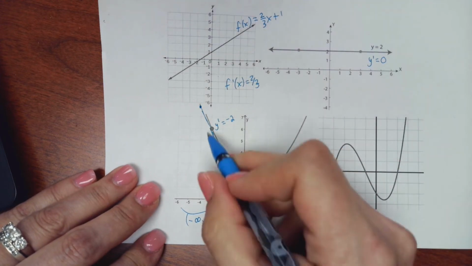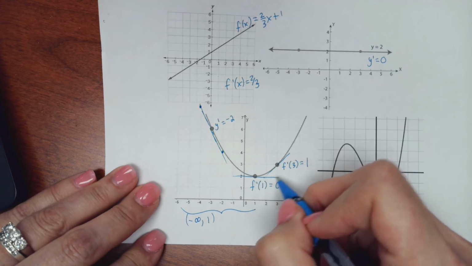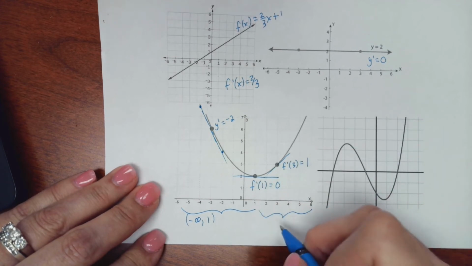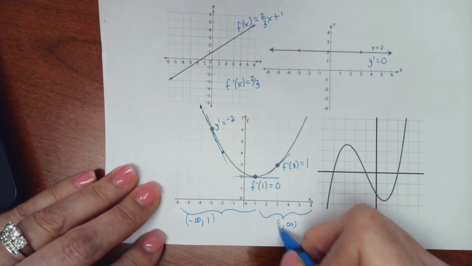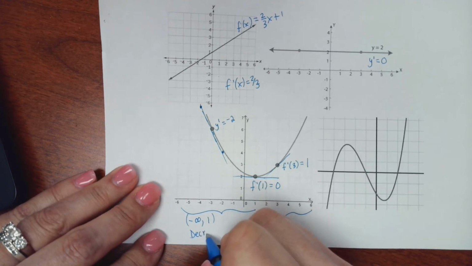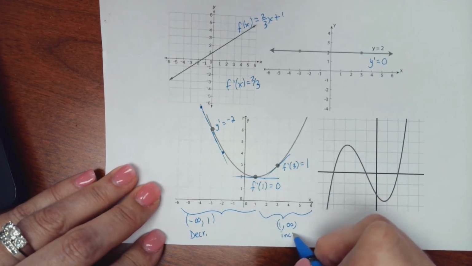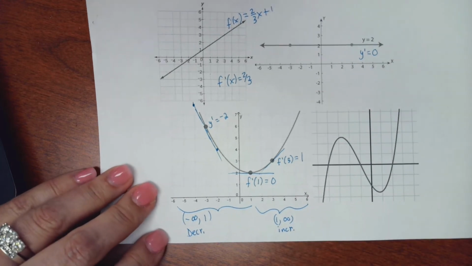So it goes from a negative slope to 0, then a positive slope. Remember, the increasing interval would have been from 1 to infinity. So decreasing, increasing. That has something to do with a little bit later on too.